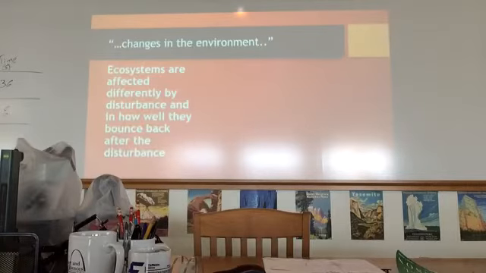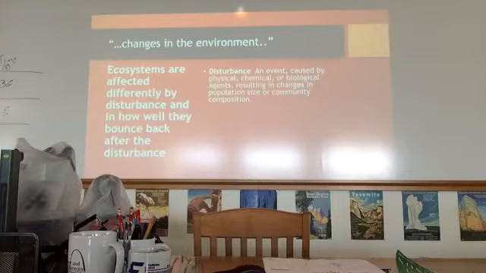So ecosystems are affected differently by disturbance, and how well they bounce back after a disturbance occurs is a big piece of it. So here's our classroom textbook definition for disturbance, and what I want you to have in your mind is an understanding that this can be all kinds of stuff. Disturbance is a single event caused by chemical, physical, biological agents, whatever, and it results in changes in population size.